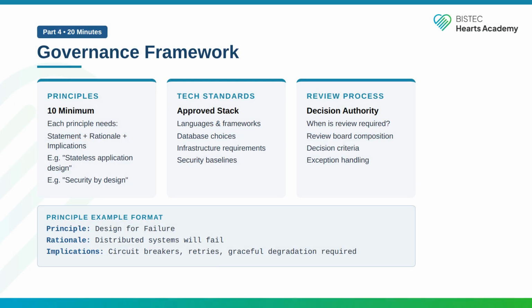Governance is the part most architects skip and then wonder why teams don't follow the architecture. You need a minimum of 10 architecture principles. Architecture principles are not aspirations. They're constraints that shape decisions.